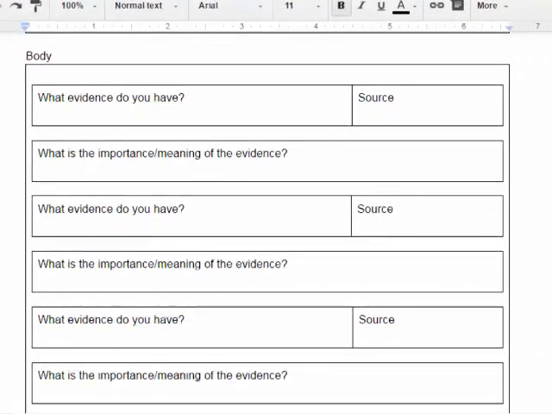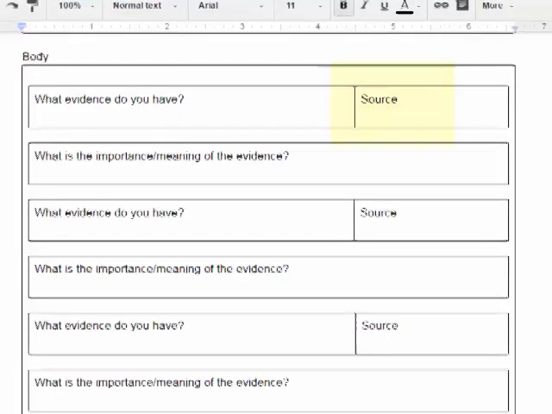Okay, the next section of the outline for your argument writing is the body section. And there's a lot of repetition here, so there's some flexibility with how you can go about doing this, but for our outline, let's just follow through and go step by step. First, you'll have to identify what evidence you have for this specific part of your paper. And you have to provide your source.